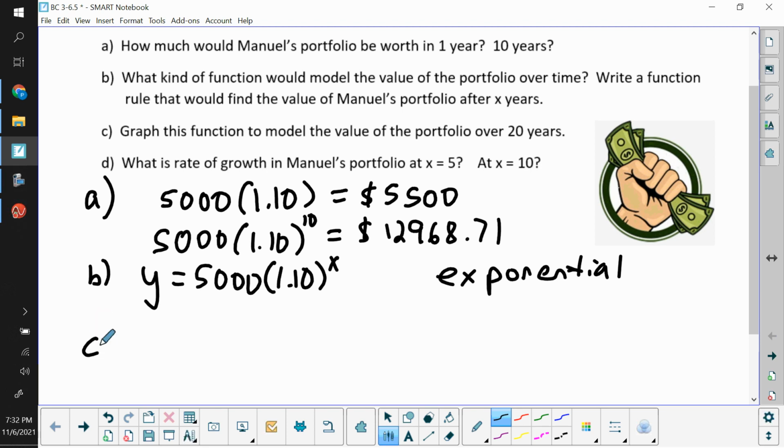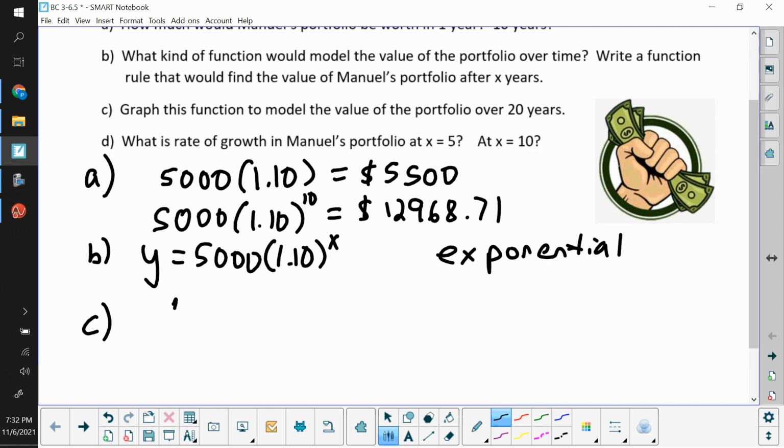In part C, let's just sketch what the graph would roughly look like. It's exponential and it's growth. So some things we know are the y-intercept should be 5,000. And then it should look something like that. So going across the y-axis at 5,000 and then exponential growth.